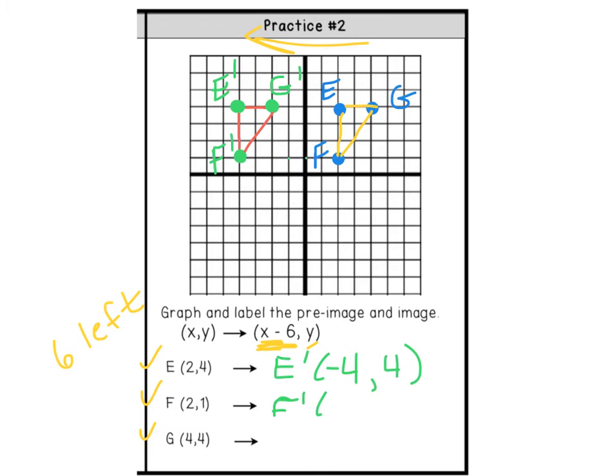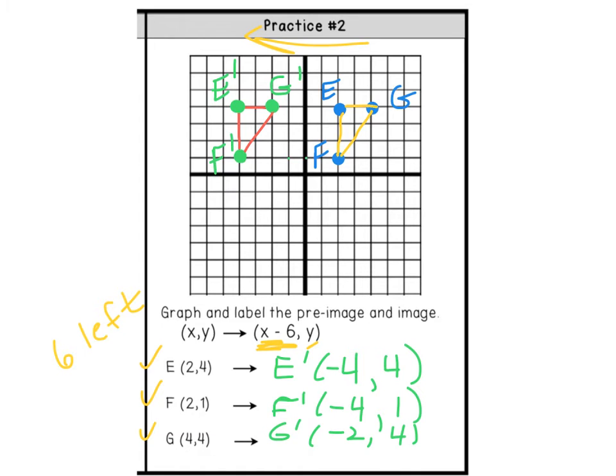So F is also at -4, but our y value stays the same. It's at -4, 1. And our G prime is at -2. And our y value stays the same at +4. Okay, and our final step, let's write that congruency statement.